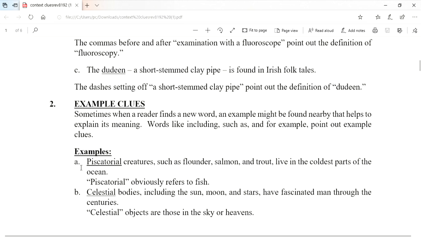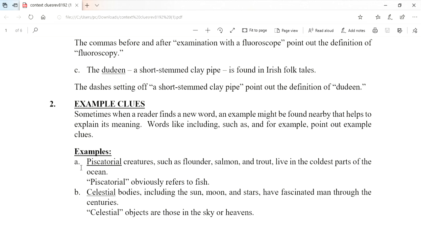Piscatorial creatures such as flounder, salmon, and trout live in the coldest part of the ocean. We can see piscatorial creatures obviously refers to fish. Can you see that? Even though the word was so big and we might not know the meaning, the examples brought there tell us what piscatorial signifies, and it's so clear to us.